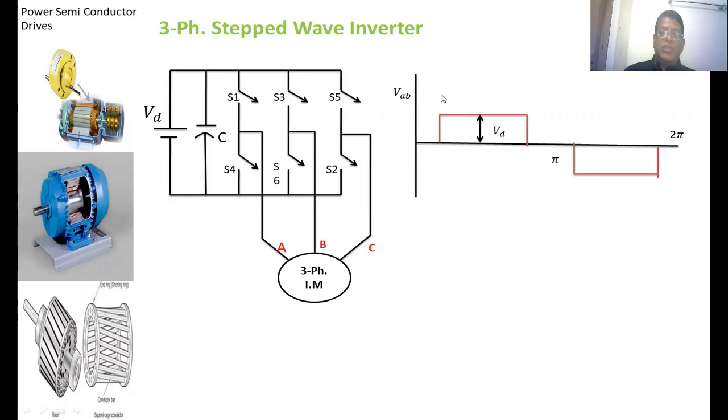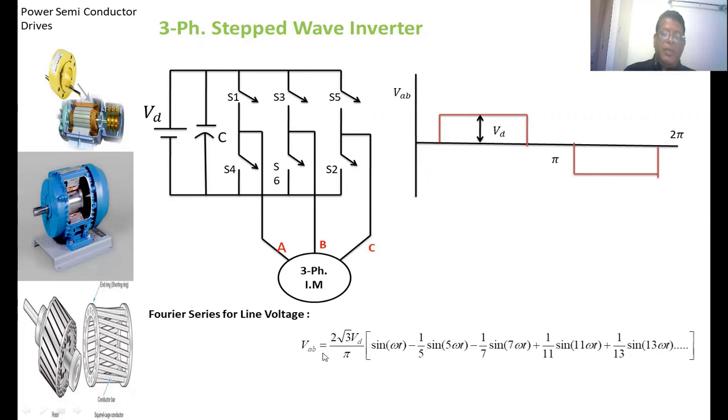If you write the Fourier series for this output voltage, VAB equals 2 root 3 Vd by pi [sin omega t minus 1 by 5 sin 5 omega t minus 1 by 7 sin 7 omega t plus 1 by 11 sin 11 omega t plus 1 by 13 sin 13 omega t], and so on. This waveform is symmetrical about the x-axis, so it does not contain even harmonics, consisting only of odd harmonics. That we can see in the Fourier series.